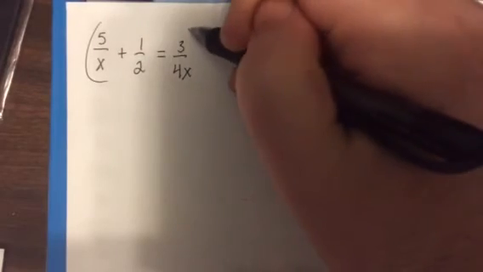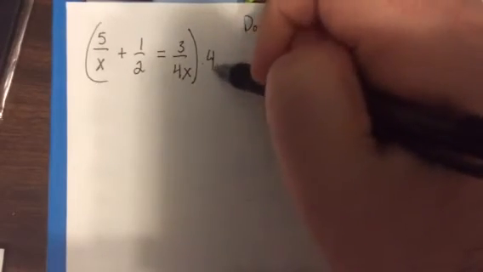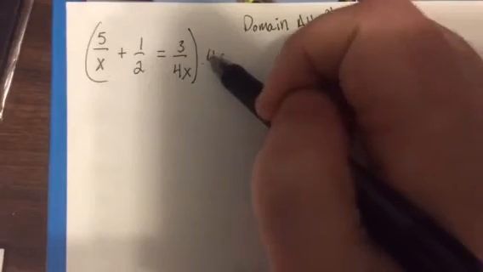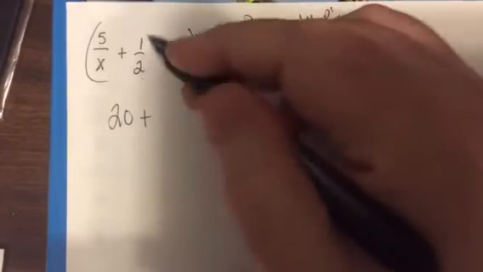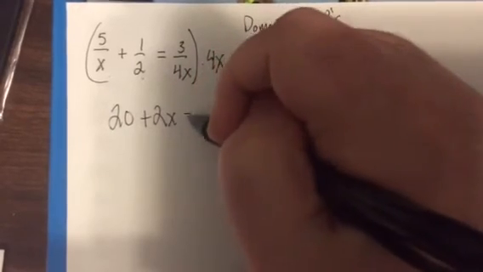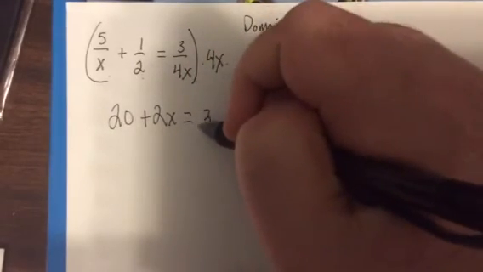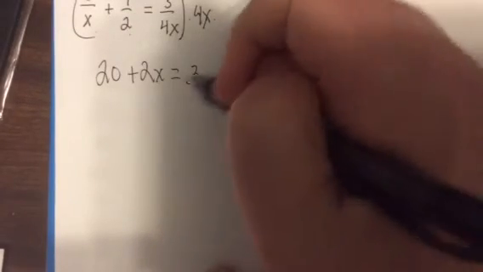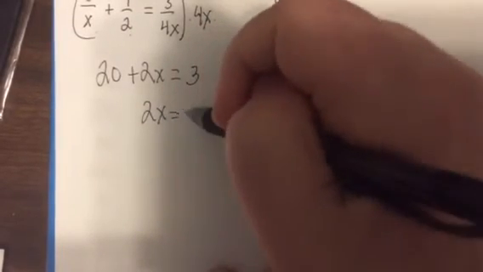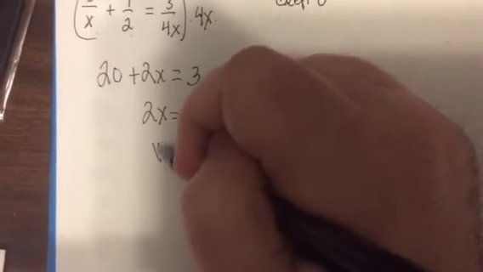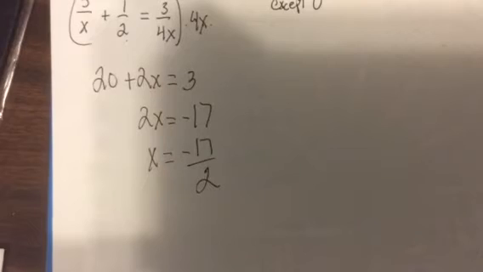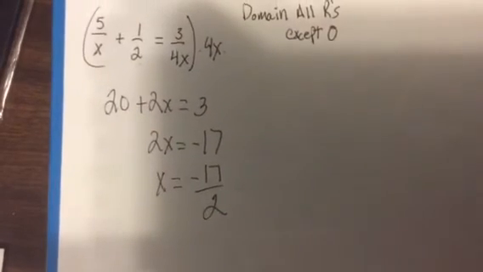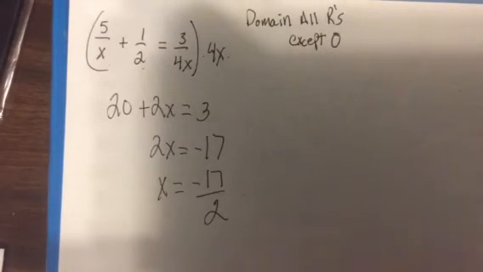So let's multiply by the LCD, and the LCD is 4x. So the x would cancel. We'd have 4 times 5 is 20. Plus 2 goes in there. 2x times 1 is 2x. Equals the 4x cancels, so it's 3. So subtract 20. It's 2x equals negative 17. So x equals negative 17 halves. Okay. And that's okay. 0's the bad one, so we're okay with that.